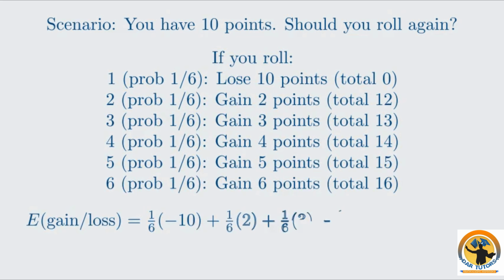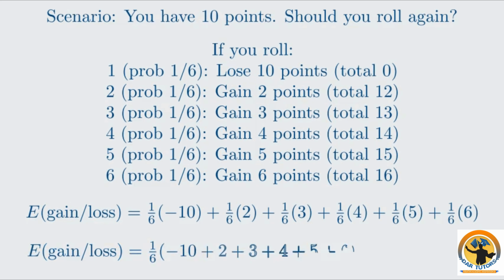To find the expected value of rolling one more time, we sum the possible point changes multiplied by their probabilities. This is 1/6 times negative 10 plus 1/6 times 2 and so on. Factoring out 1/6, we get 1/6 times the sum, negative 10 plus 2 plus 3 plus 4 plus 5 plus 6, which is 10. So the expected gain from rolling one more time is 10/6, which is approximately 1.67. Since the expected value is positive, it is beneficial on average to roll again when your current score is 10. You are expected to add 1.67 points to your score.